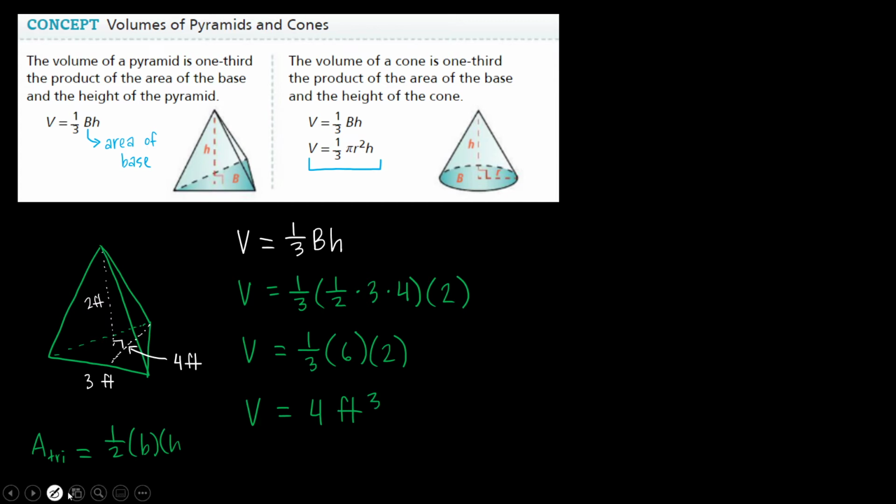Let's try with a cone. And I'm going to draw an oblique cone. I want the edge of the cone here.